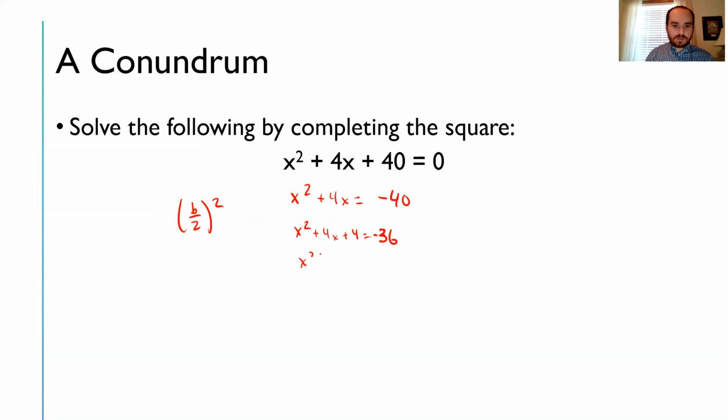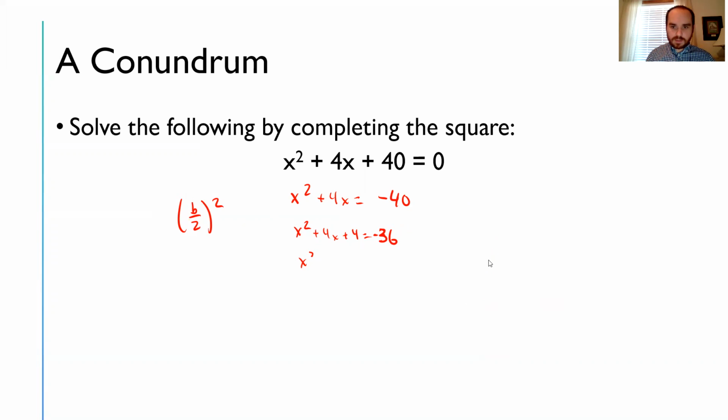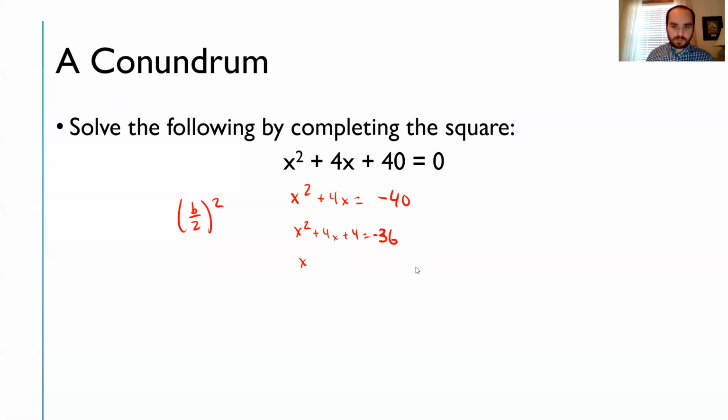It's x, whoops. Hold on, can't get an eraser. It's going to be x plus, wow, what just happened? That's the highlighter. Sorry. There we go.